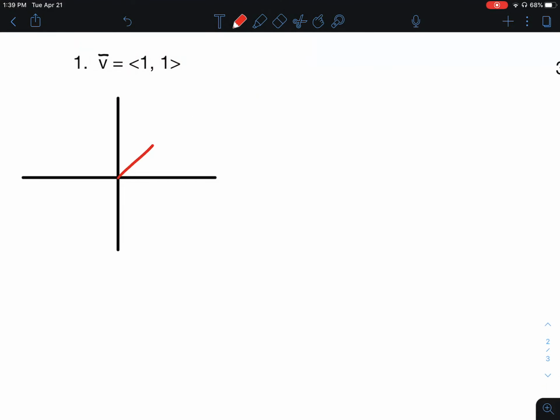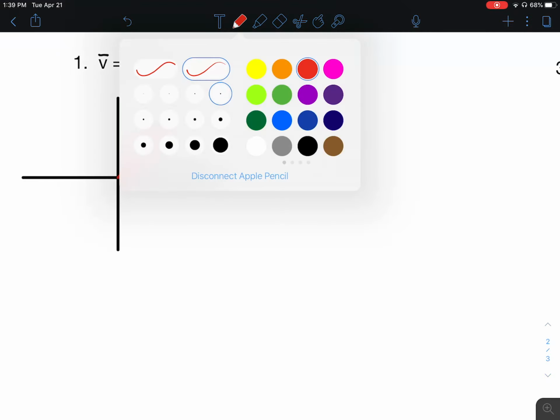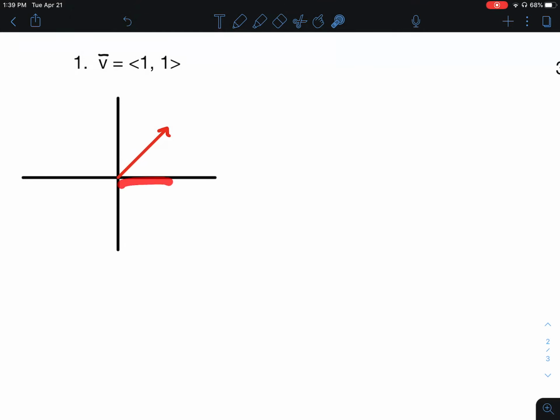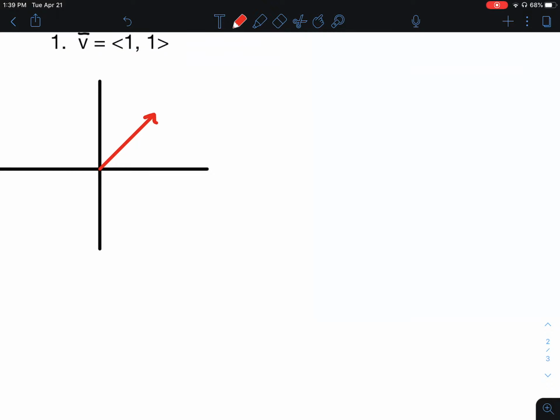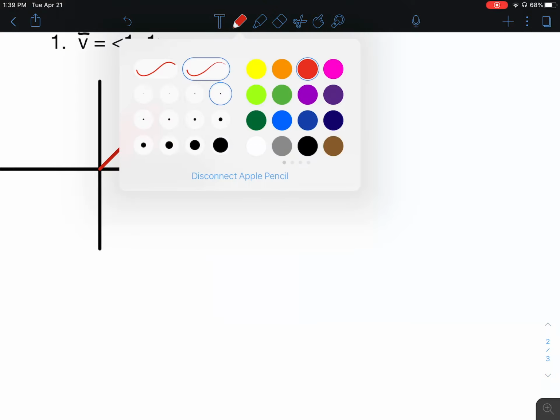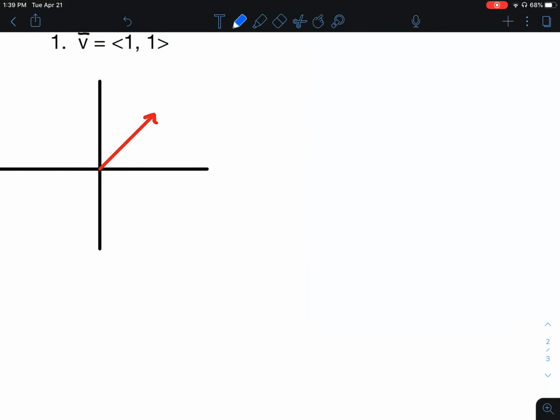This vector is going to be going like so, because we went to the right one and we went up one. Now if we take this vector v and make a right triangle out of this, using a reference angle like we discussed in the previous chapter, we drop a vertical so that the x-axis is always part of the leg of the triangle.